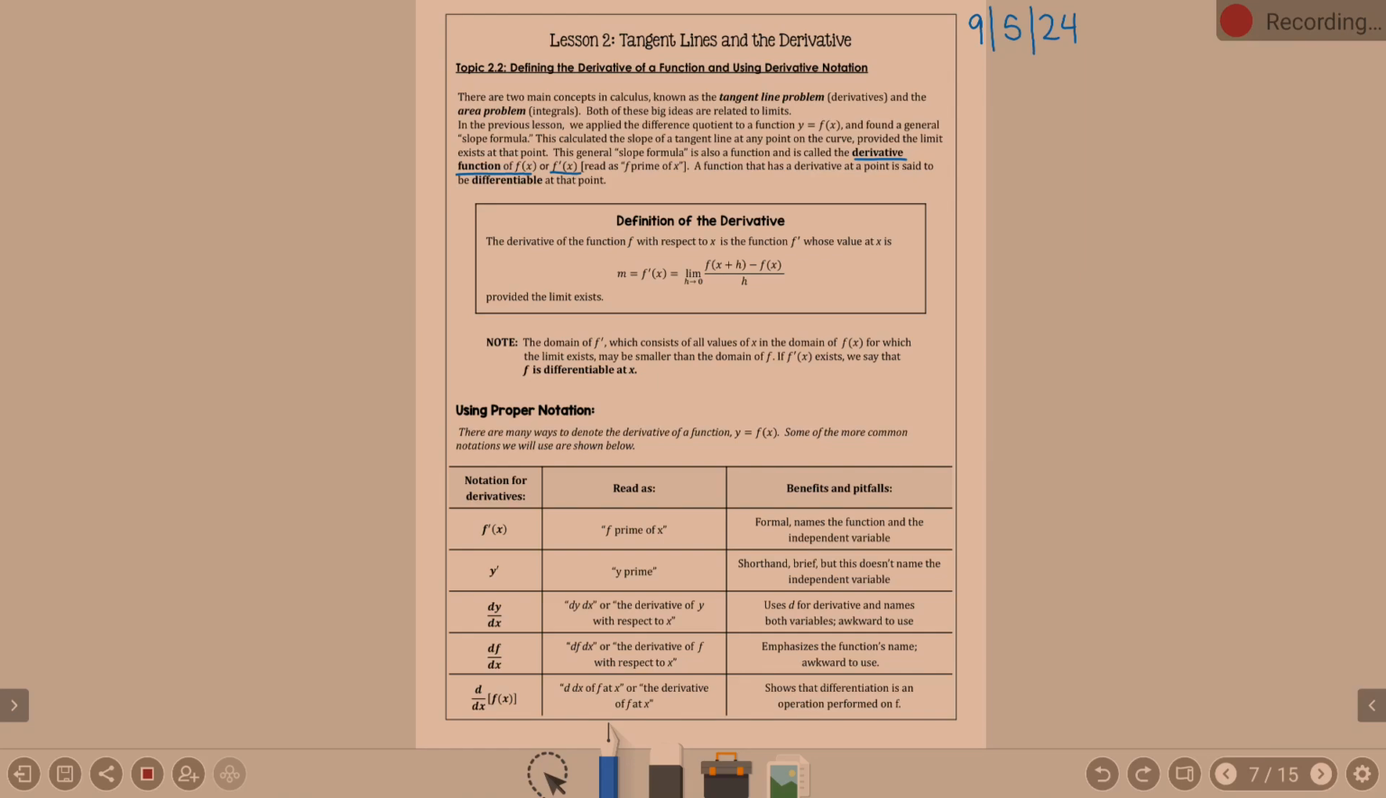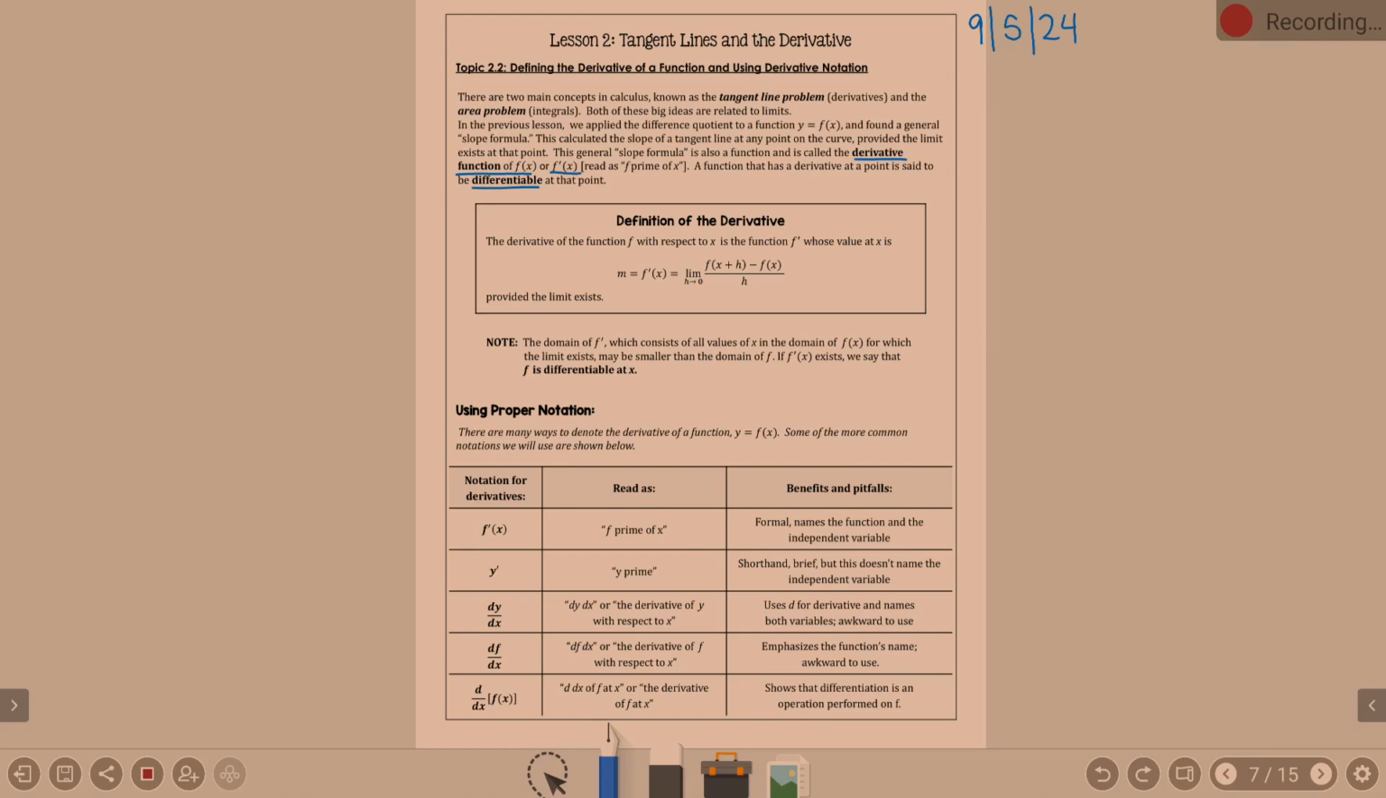So when you see f with a single mark, like a single quote mark, that is f prime of x. A function that has a derivative at a point is said to be differentiable. So being differentiable and being able to take the derivative are one and the same. So our definition, this is something you'll want to be familiar with.